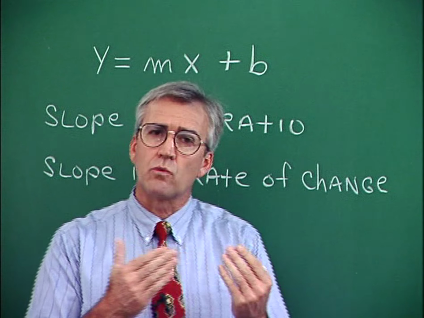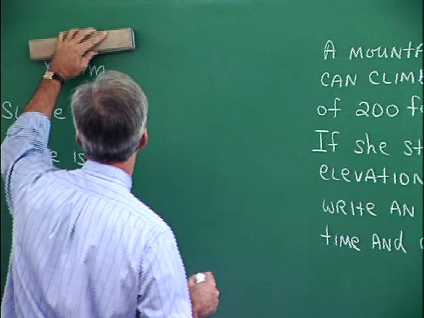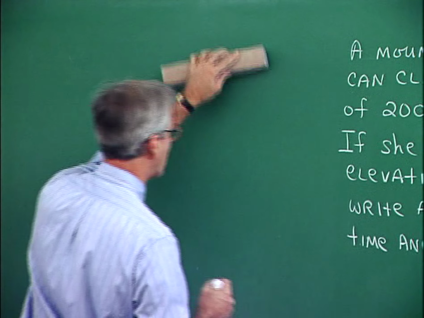A mountain climber can climb at a rate of 200 feet per hour if she starts at an elevation of 6,000 feet. Write an equation relating time and climbing distance. Now, the problem is very easy to understand if we think about it graphically. And let's think about it graphically first. Let's come over here and create a little sketch of a graph of the situation.